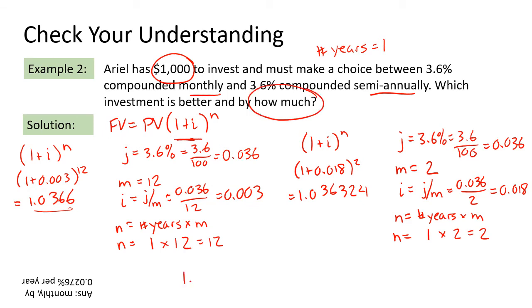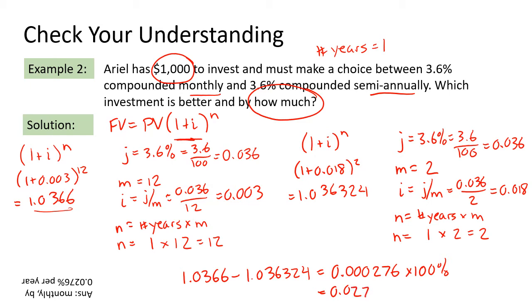So if you subtract one from the other, 1.0366 minus 1.03634, just to see how much bigger it is, you get an answer of 0.000276. Okay, that's actually a percentage, or that actually can be converted to a percentage. So if you multiply that by 100%, you get 0.0276% difference. So it's very minimal, all right, comparing those two.